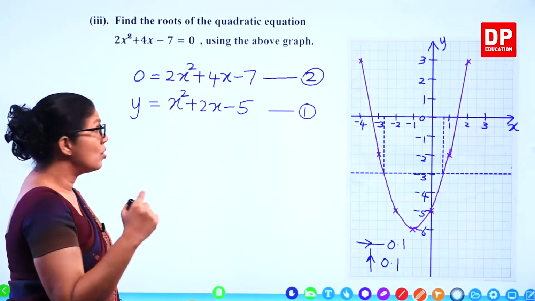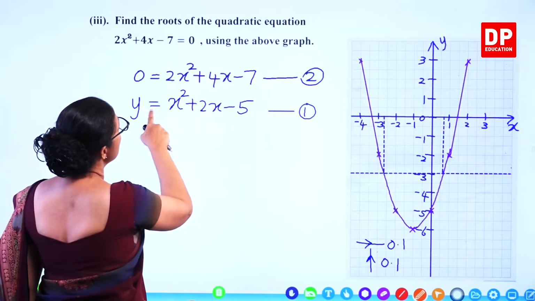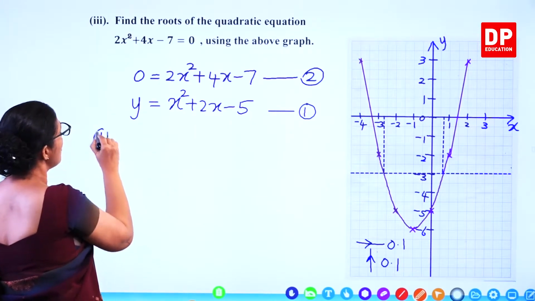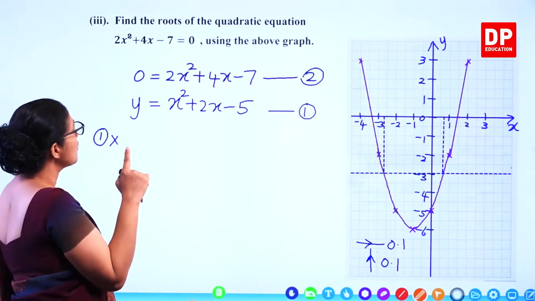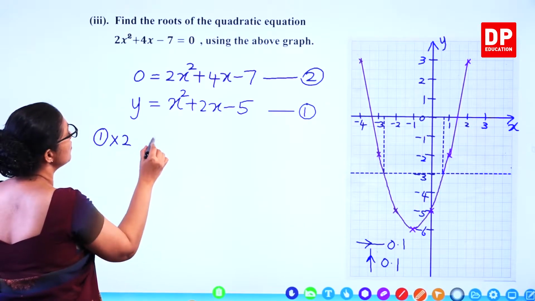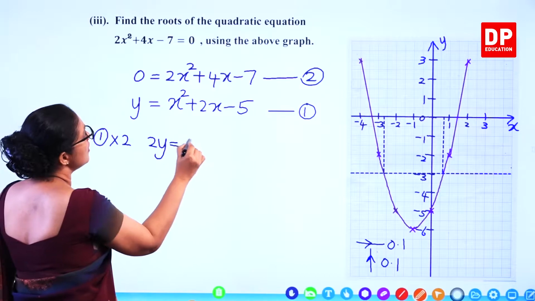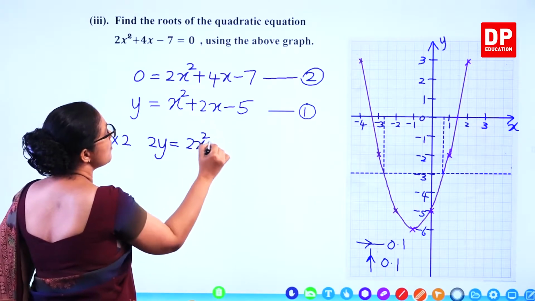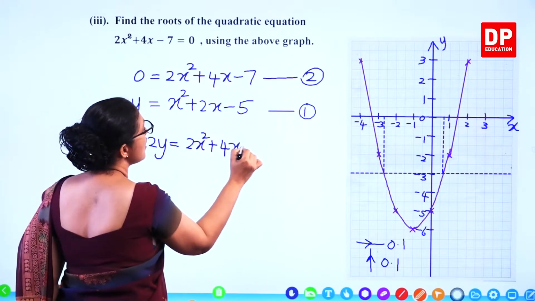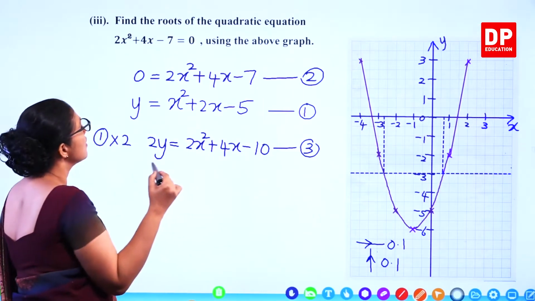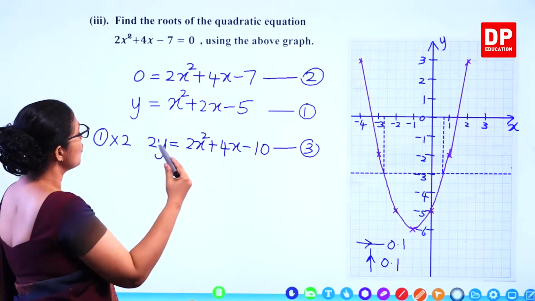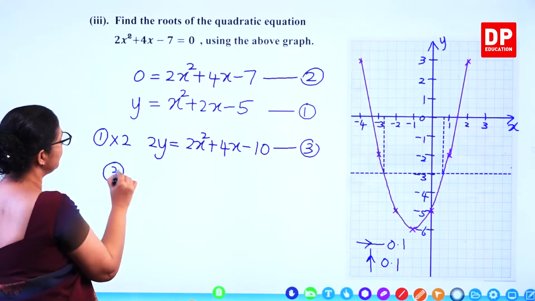Now we need to multiply the first equation by 2, because to subtract, we should have the same x squared term. So multiply by 2: 2y equals 2x squared, 2 times 2, 4x, 2 times 5, 10. Now we can subtract 2 and 3. So 3 minus 2, what do you get?